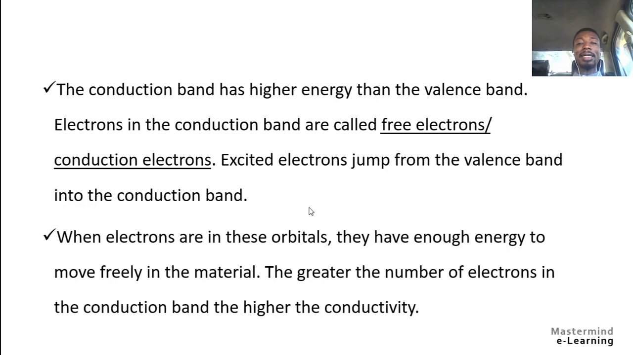Excited electrons jump from the valence band into the conduction band. When electrons are in these orbitals, they have enough energy to move freely in the material. The greater the number of electrons in the conduction band, the higher the conductivity.